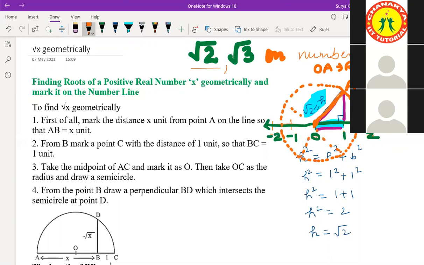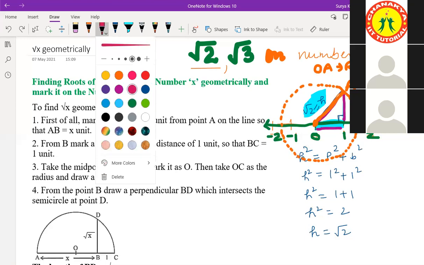But where root 2 lies, that is our question. That is our main thing, right? So root 2 lies towards the right hand side of the number line. Okay. So this point is nothing but root 2. This point is nothing but root of 2. Is it clear? Anyone having doubt till here?